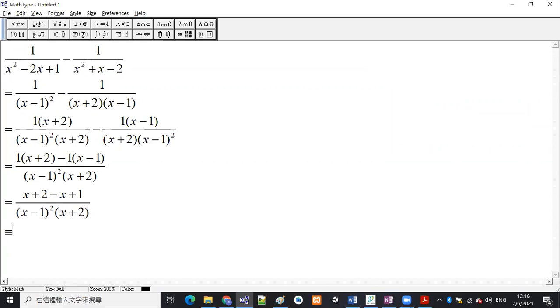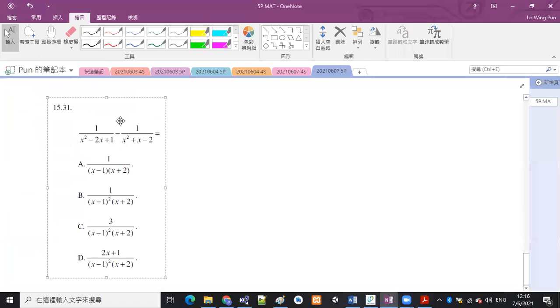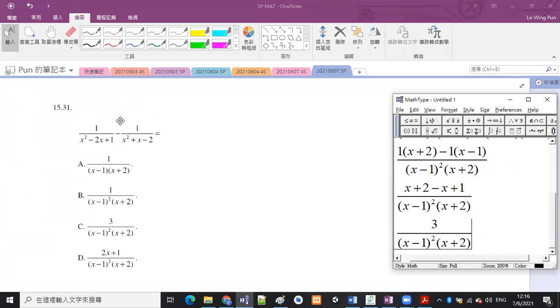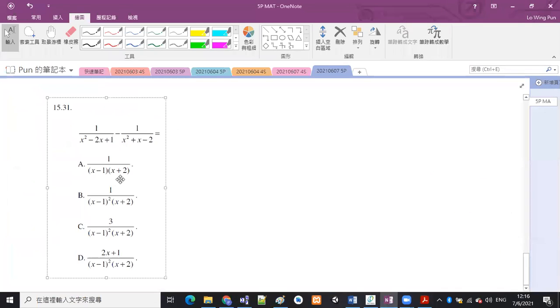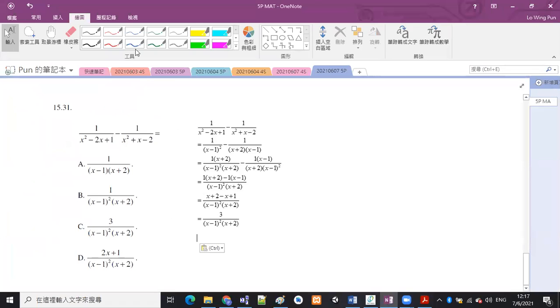Okay, and then so x and x term will be cancelled by each other. So what is remaining on the top is just 2 plus 1, that is 3. And then we have x minus 1 bracket square times x plus 2. Okay, do we have answer? Yes, should be option C, right? Option C. Is that okay?